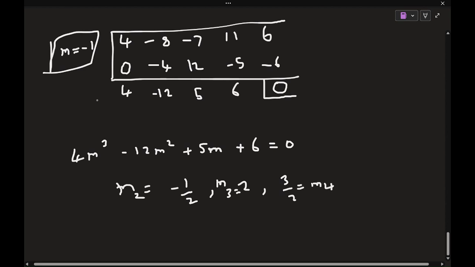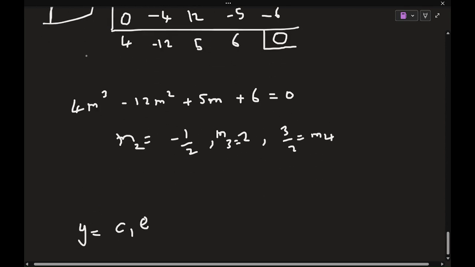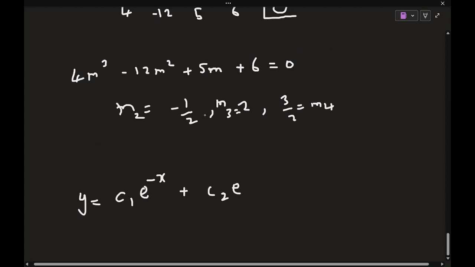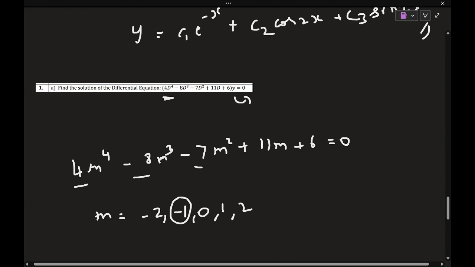So I have four roots, and as you see, all four roots are real and unequal, so I can write the solution directly. My final answer would be y equals c1 e power m1x, which is -x, plus c2 e power -1 by 2 x, plus c3 e power 2x, plus c4 e power 3 by 2 x. This is my final answer. So this is how you have to solve a homogeneous equation when it is an LDE of power 4.